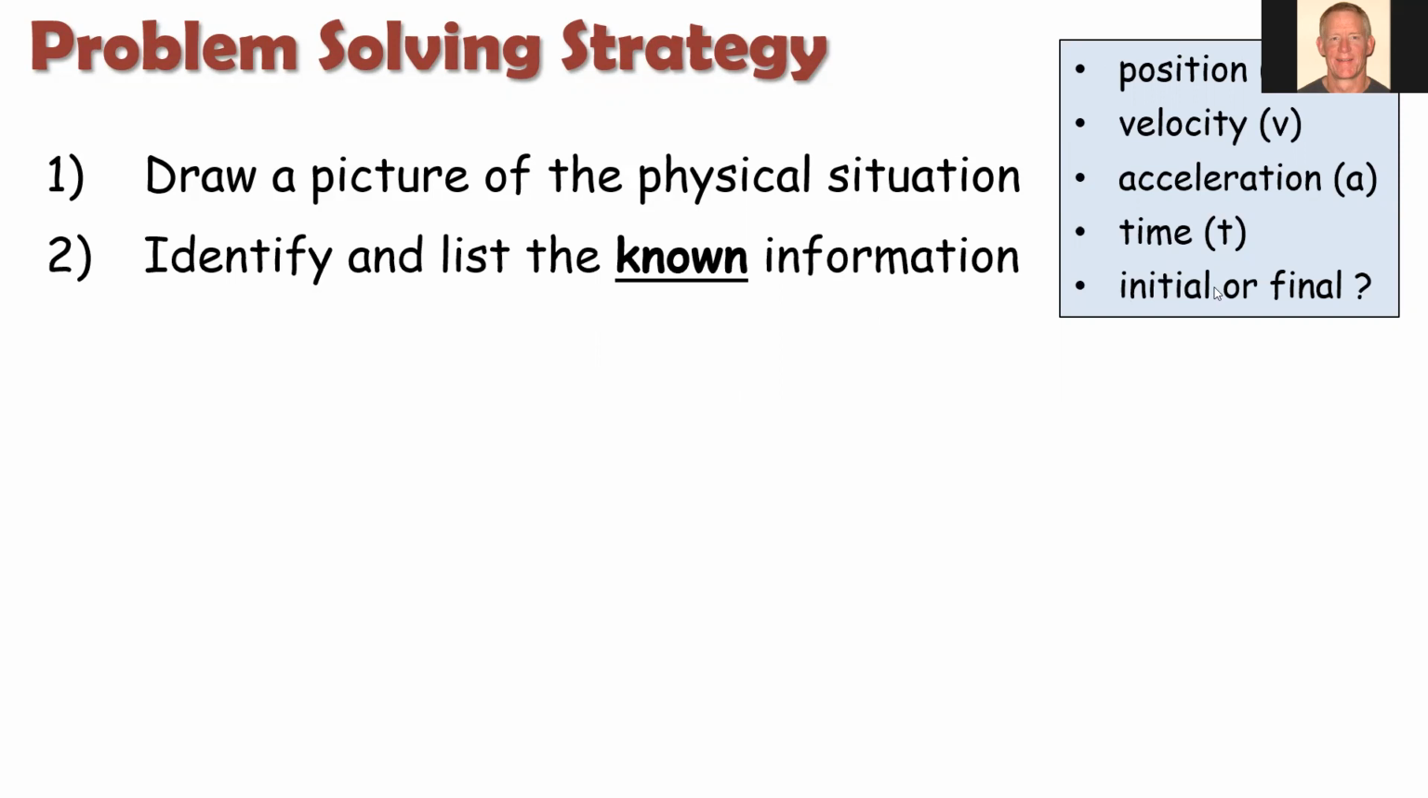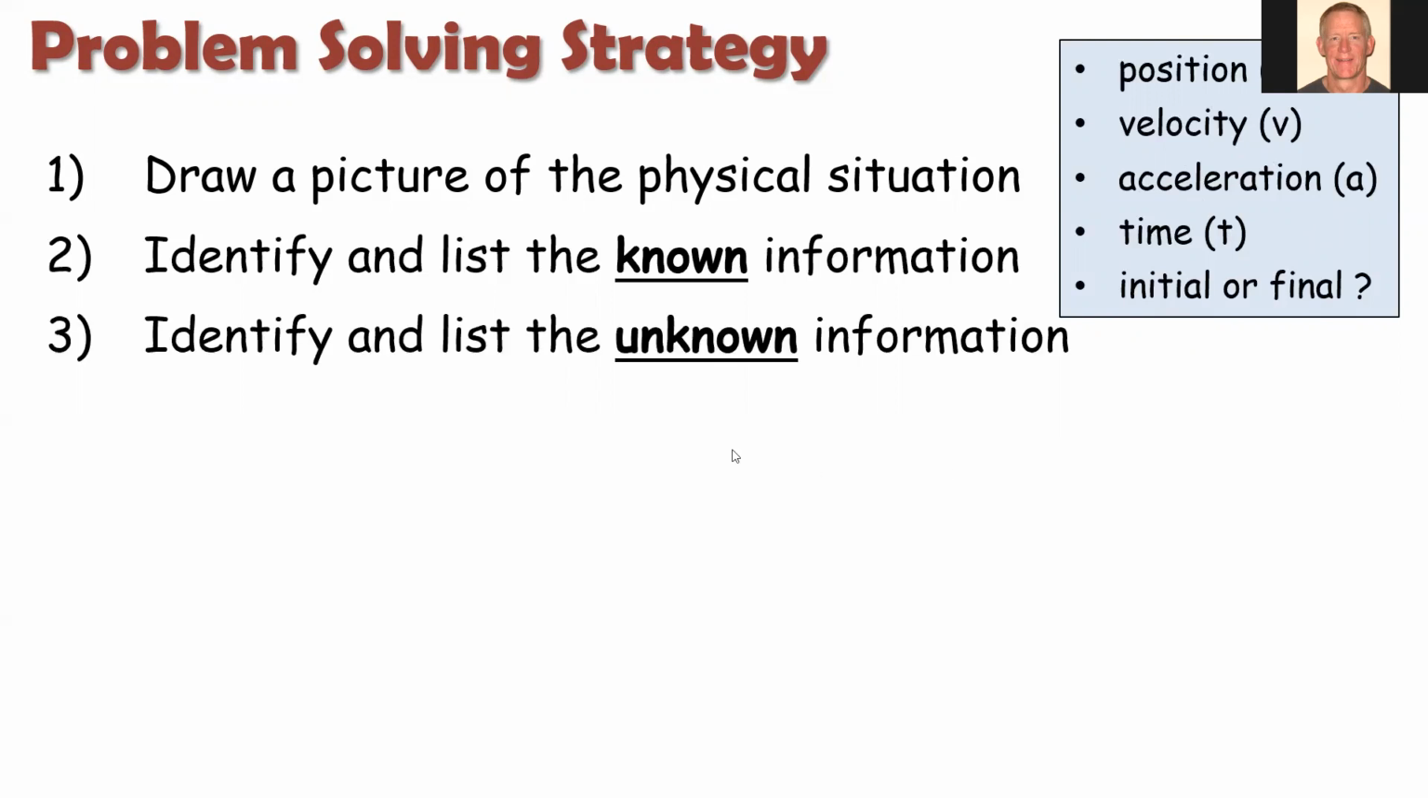And for motion problems, these are the types of information you'll be looking for. What is the position? Is it horizontal or vertical? What is the velocity, initial or final? Acceleration, for our problems, it'll either be 0 or some constant rate. Do we have information on time? And then again, are all these values initial or final values? So it's good to make a list of what do we know, and then what don't we know. What is the information that we're trying to find?